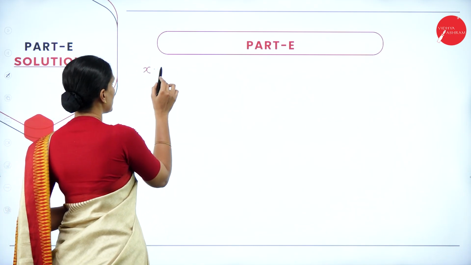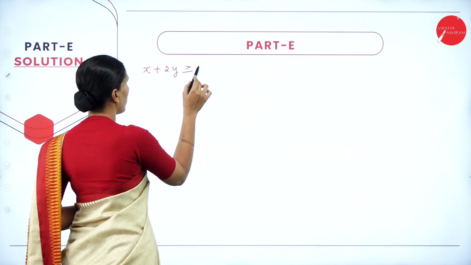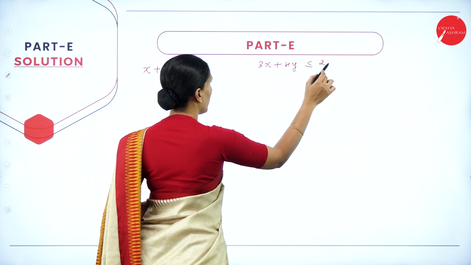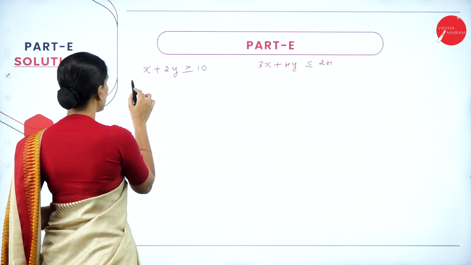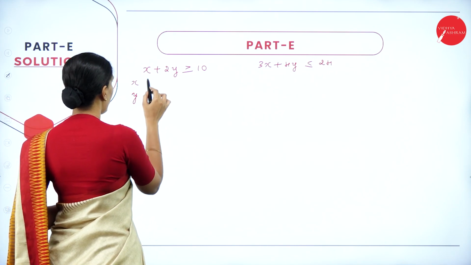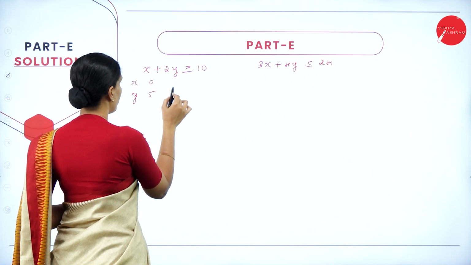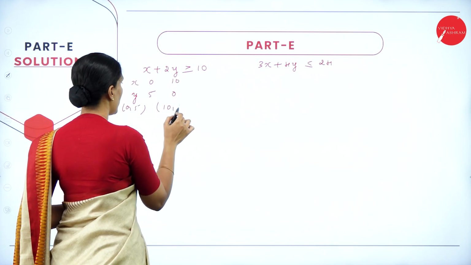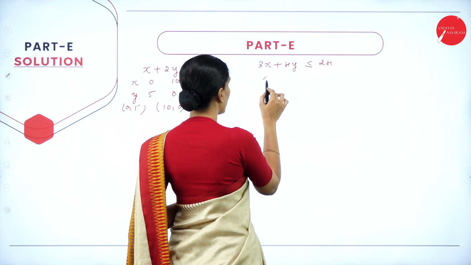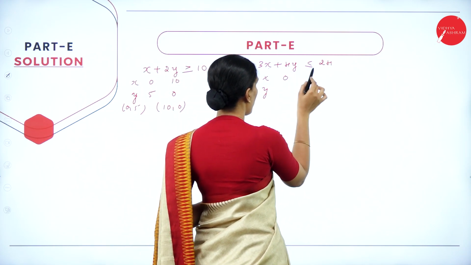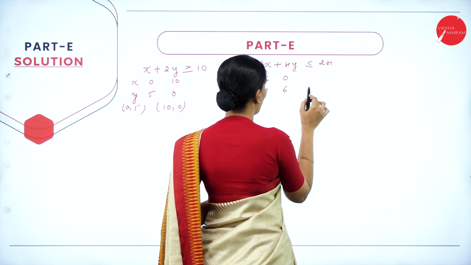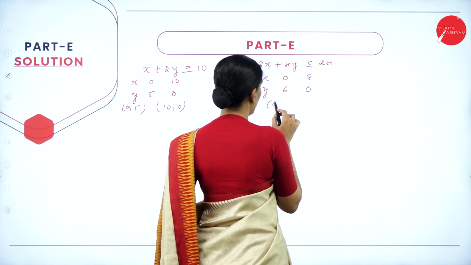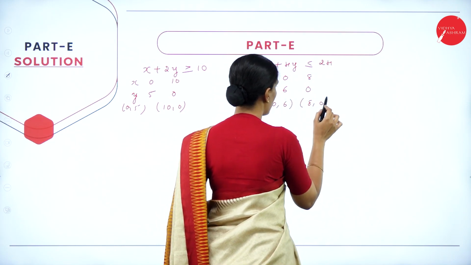The first equation is x plus 2y greater than or equal to 10. The second equation is 3x plus 4y less than or equal to 24. If we find the solution in the form of x and y, if x is 0, y is 5. If y is 0, x is 10. So the points are (0, 5) and (10, 0). For the second equation, if x is 0, y is 6. If y is 0, x is 8. So the points are (0, 6) and (8, 0).